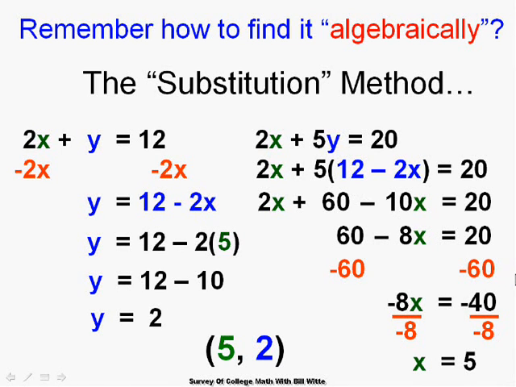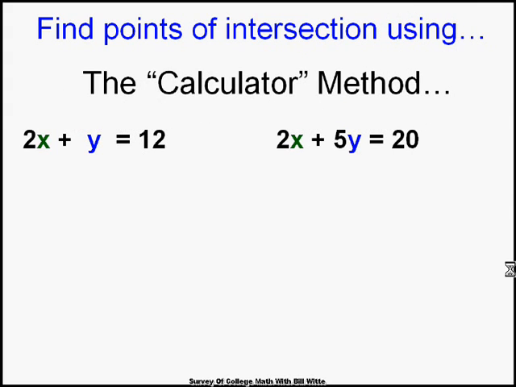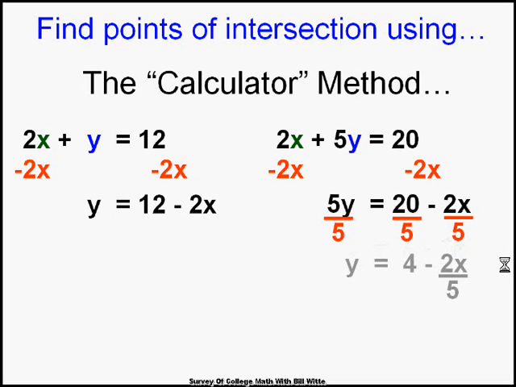Now there was one other method that you should know to find the intersection of two lines, and that is using your calculator. We'll call it the calculator method. If I have the two equations, I can't use them on a calculator till I solve them for y. Let's solve them both for y. So I get y is 12 minus 2x. And this one is going to be ugly to solve for y, but remember, my calculator can handle ugly problems. And then divide by 5. And I'll get y equals 4 minus 2/5 x.